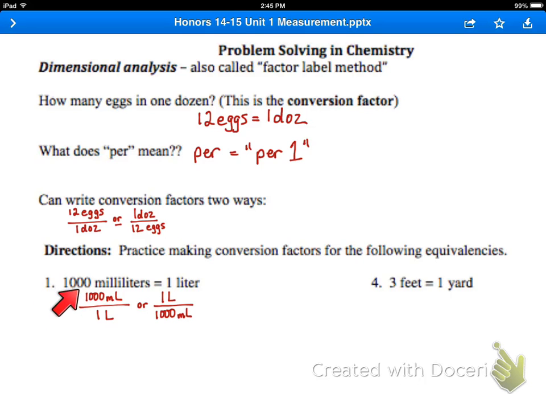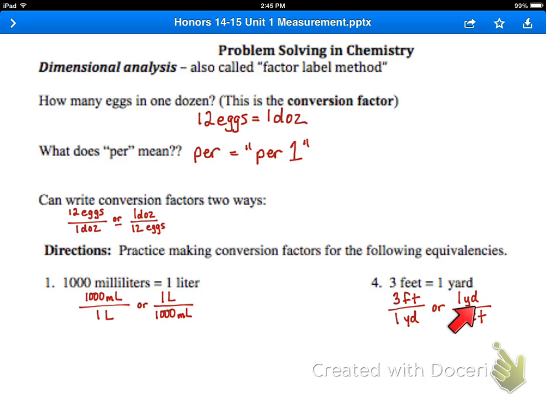So 1,000 milliliters is equal to 1 liter. 1 liter is equal to 1,000 milliliters. And I picked ones that were pretty common. So 3 feet is equal to a yard. 1 yard is equal to 3 feet. It is really important for all of these to absolutely write out the unit, not just the number, because the unit is what you're really going to pay attention to.